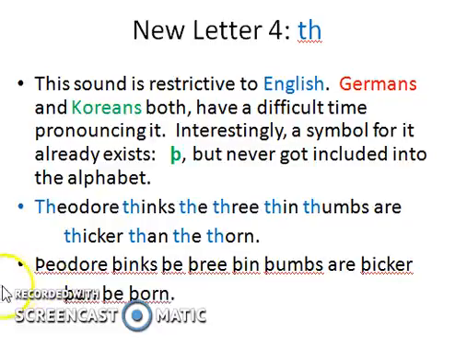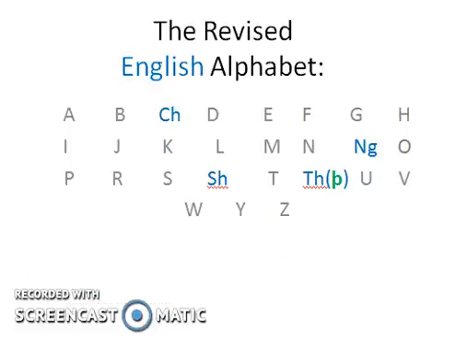Here's how the same sentence would look with the thorn symbol. Theodore thinks the three thin thumbs are thicker than the thorn. Although, this word here looks suspiciously like something else. Here's the revised English alphabet. A, B, Ch, D, E, F, G, H, I, J, K, L, M, N, O, P, Q, R, S, Sh, T, Thorn, U, V, W, X, Y, and Z.